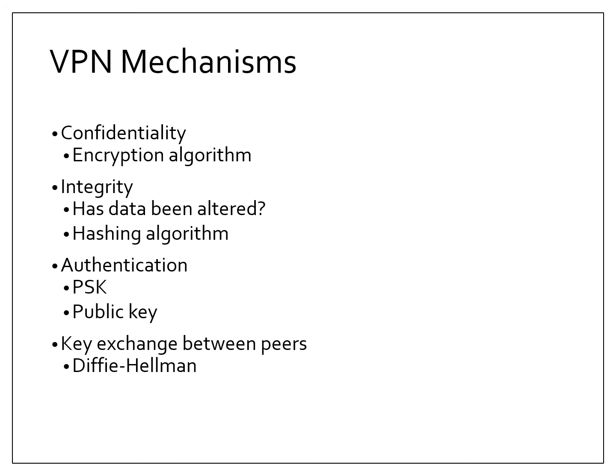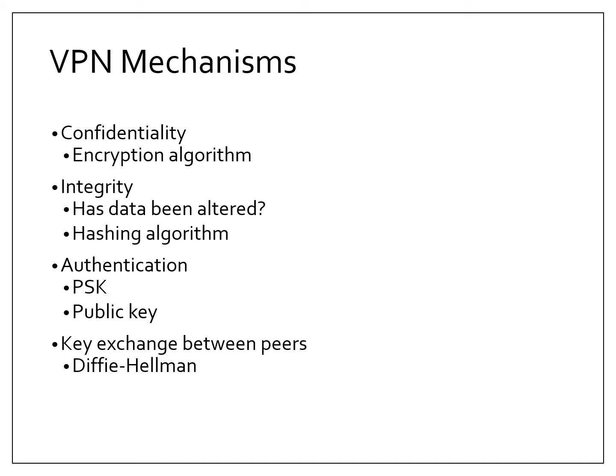So let's just have a look at VPN mechanisms. We need to consider confidentiality. If our data is intercepted in transit because we're sending it over a public network, we need to make sure that the third party cannot understand it. So we need an encryption algorithm, and we need to use the same encryption algorithm at both ends to encrypt and decrypt the data. And we need to consider integrity.